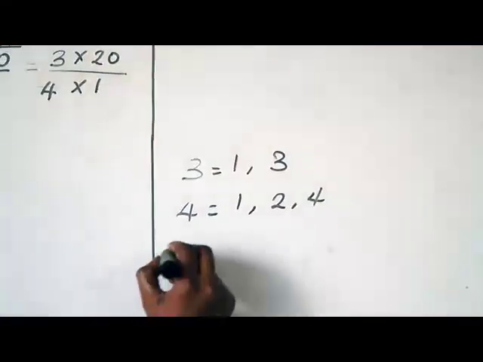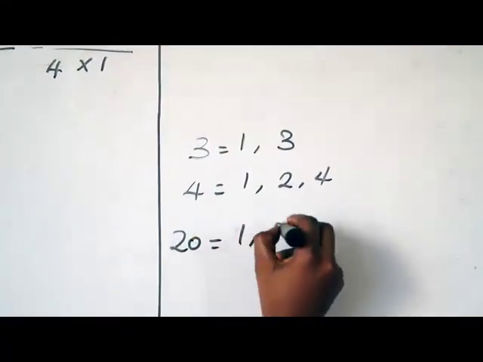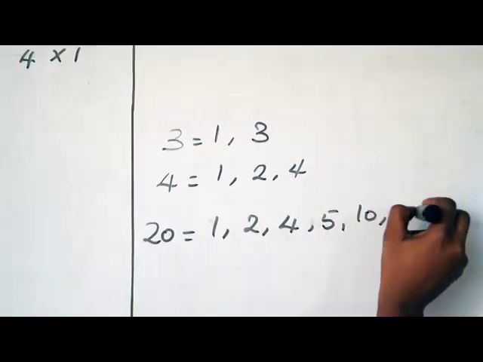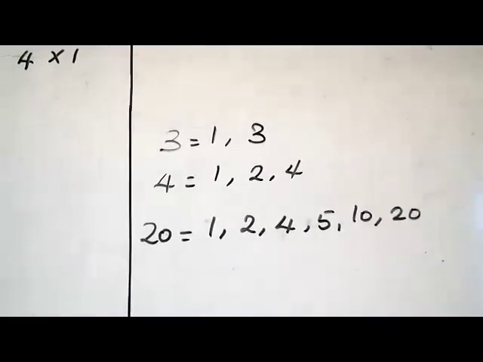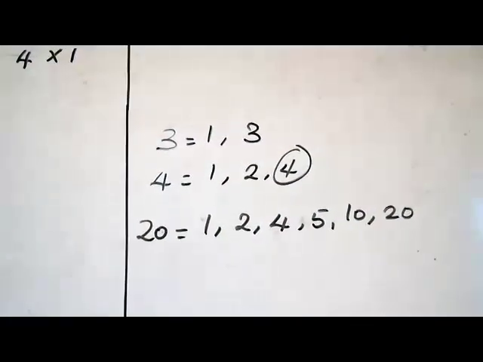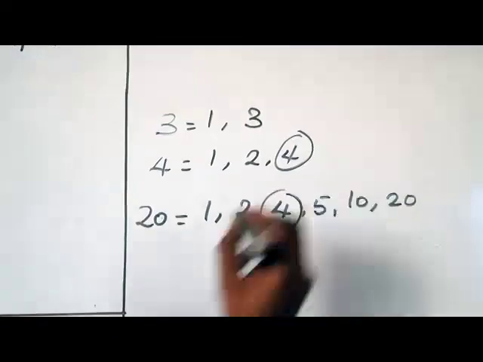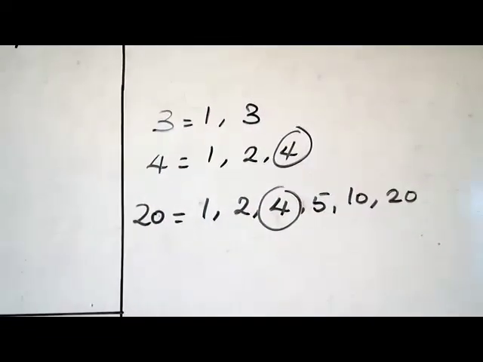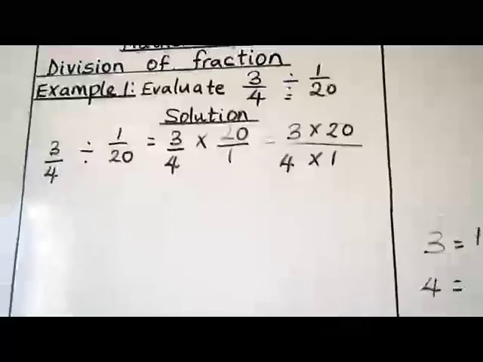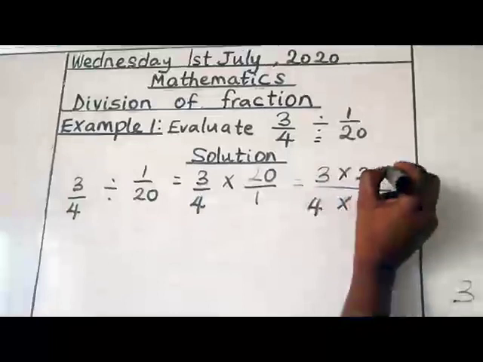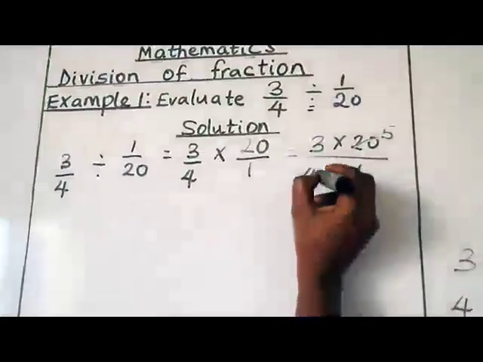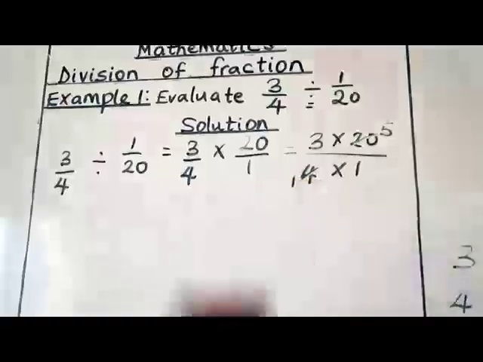Let's try 20. The factors of 20 are 1, 2, 4, 5, 10, and 20. So which one do you think shares a common factor? There's a factor of 4 in there, and there's another factor of 4 in 20. So I can actually use this 4 to reduce this 20. I hope you got that. So I'm going to say 20 divided by 4. That will give me 5. 4 divided by 4, that will give me 1.